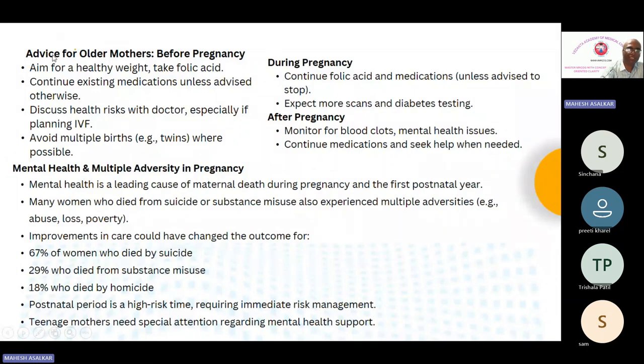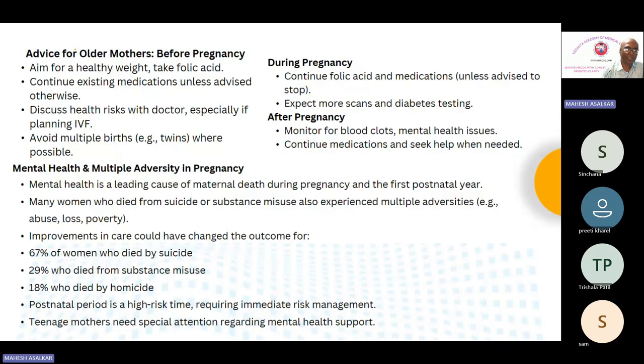Okay, so when we have seen about the elderly women, the next topic is mental health and multiple adversity in pregnancy. What does this particular report say? Mental health is a leading cause of maternal death during pregnancy and the first postnatal year. Many women who died from suicide or substance misuse also experienced multiple adversities like abuse or poverty, etc. Improvements in care could have changed the outcome for almost 67% of women who died by suicide, 29% who died by substance misuse, and 18% who died by homicide.